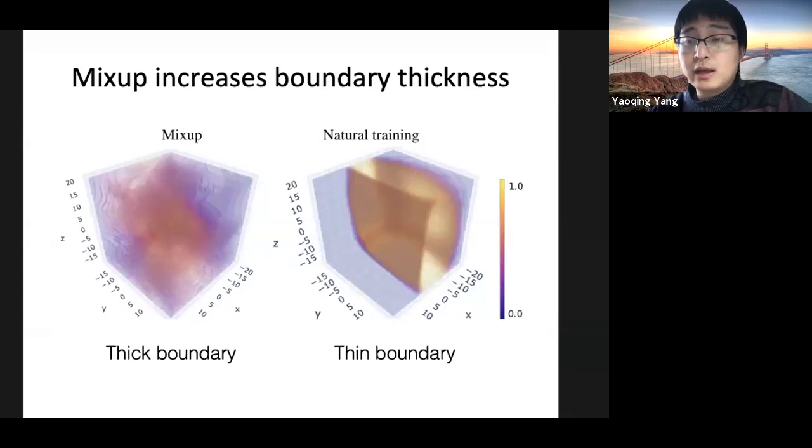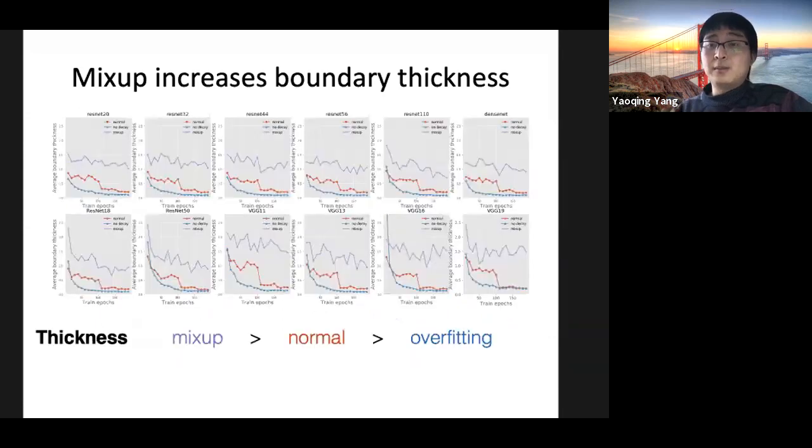Here I'm showing you the 3D visualization of mix-up versus natural training, or standard empirical risk minimization. The different colors in this plot show the different level sets. The level sets of mix-up are more separate from each other, but in natural training, they're mostly tied together. So you can see that mix-up does increase the boundary thickness. Then I'm going to show you some measurement of the thickness of different neural networks. The purple ones are trained.